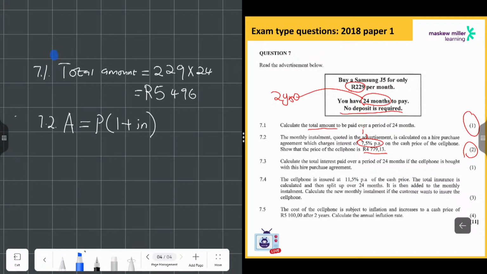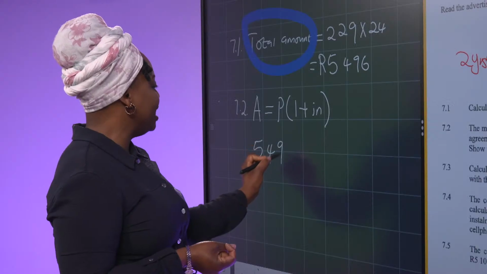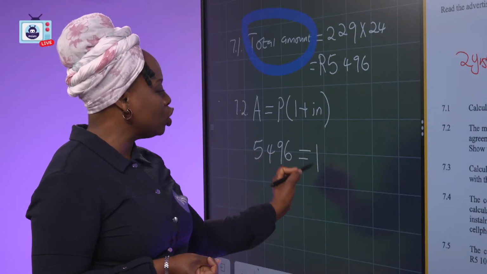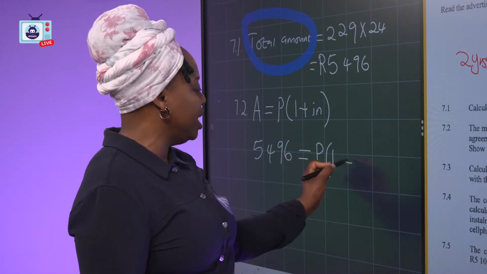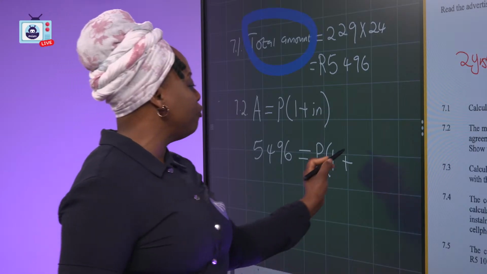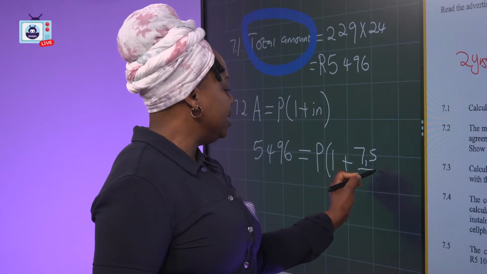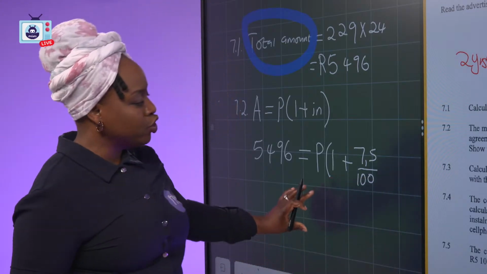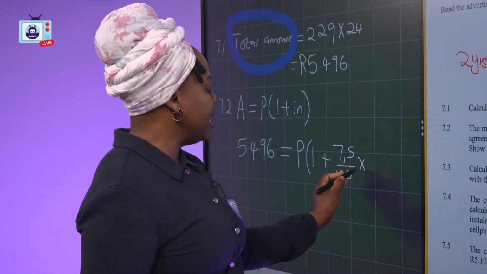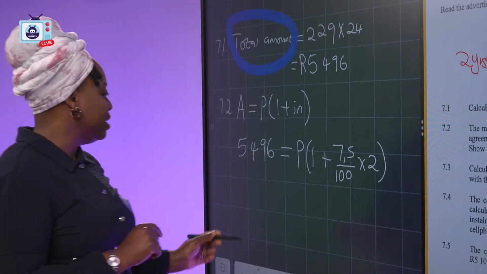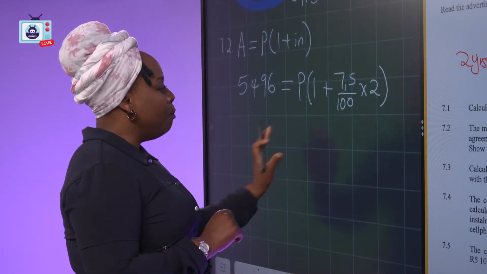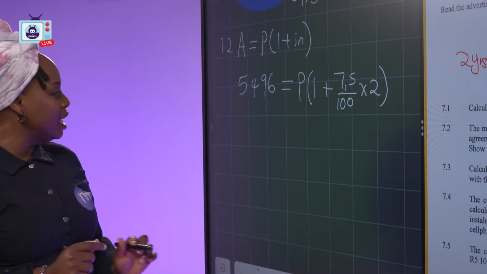If you remember very well, we say that the A value is always the total amount. All right. So that will be 5,496, which equals what you are looking for, the initial amount P, and you have everything that you need because you have i as 7.5, which you can write as 7.5 divided by 100, or you can just put your percentage, and you multiply that by 2, which represents your 2 years, right? Then you can now from here multiply it out so that you can remain with P.